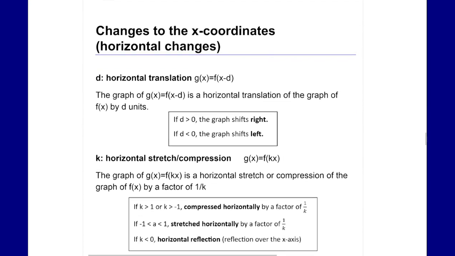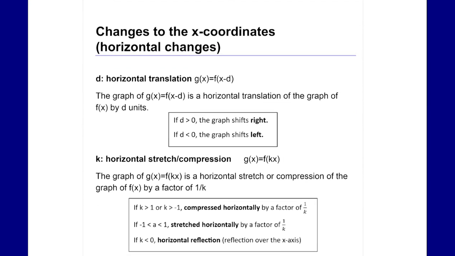Now for changes to the x-coordinates, so these would be our horizontal changes. This is everything dealing with the x value. One, we have a horizontal translation, or horizontal shift, and this is the d value. Now keep in mind, it's automatically negative in our equation. It's initially negative in our equation. So that means if d is greater than 0, it shifts right. If it's less than 0, it shifts left. Makes sense. Positive d goes to the right, negative goes to the left.